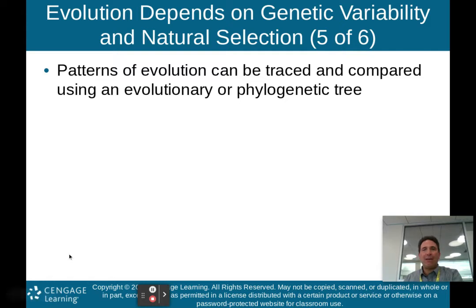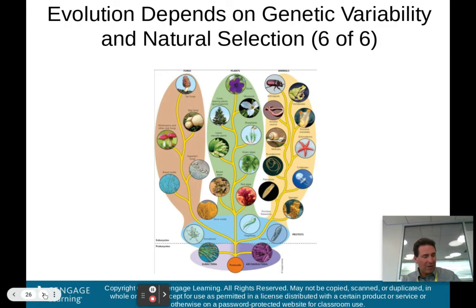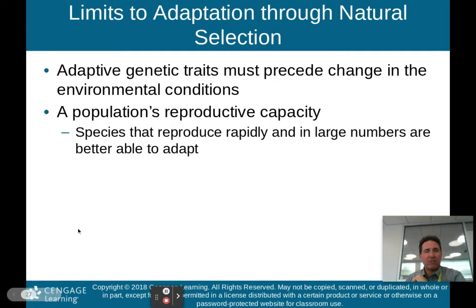Patterns of evolution can be traced and compared using an evolutionary or a phylogenetic tree. All right, and looking at one of those right here, this is basically a simple tree of life. Starting with those protocells, going to your bacteria, and then coming up, you have the fungi, plants, and animals on each part of the tree here. So something that you can look at, and again, you don't need to memorize this, but have a general idea of what it is telling us.